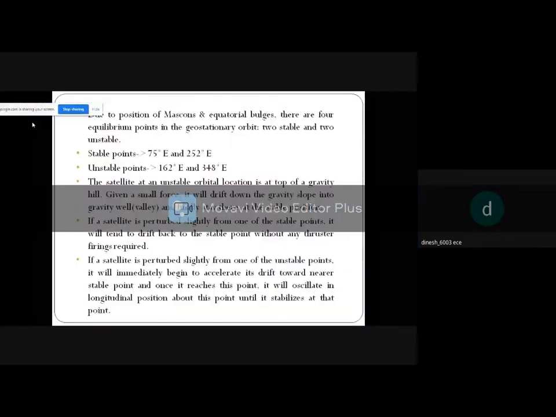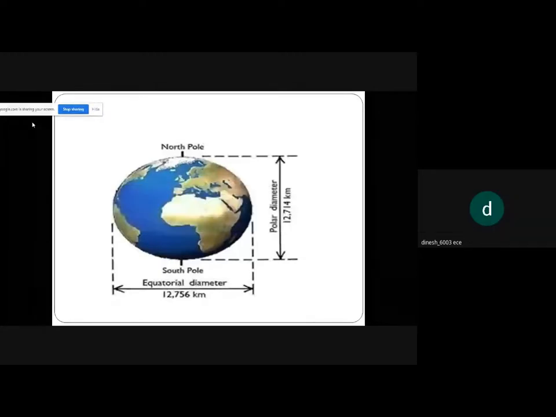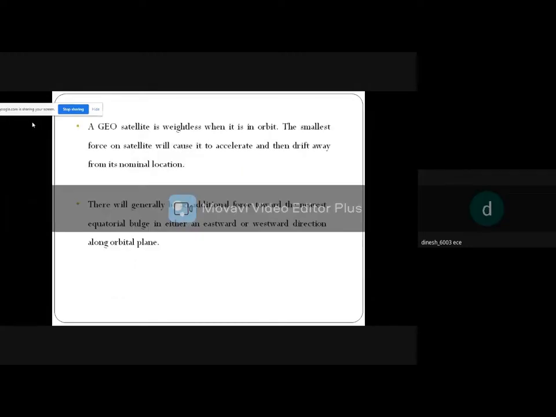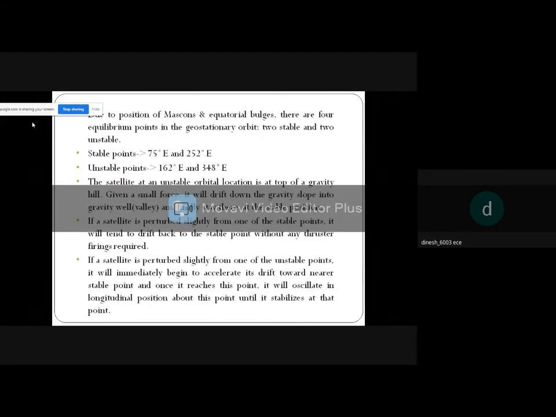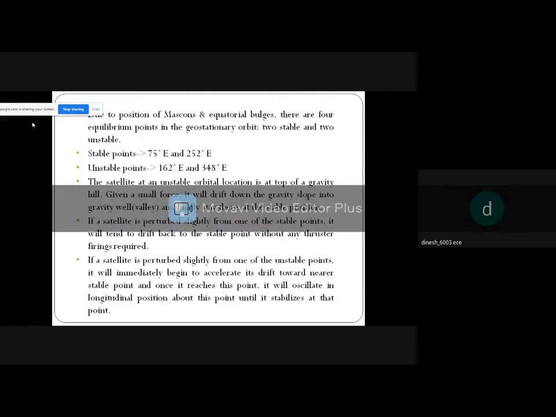We begin with the North Pole and South Pole on the globe. The polar diameter is measured at about 12,714 kilometers, and the equatorial diameter at about 12,756 kilometers. Due to this, the obliqueness of Earth takes place, which results in different points where we have a higher gravitational force at some points. Due to that, we get an unstable condition of the geostationary orbits, and in the remaining parts we get stable points, where the geostationary orbits will not tend to move towards the Earth's surface.